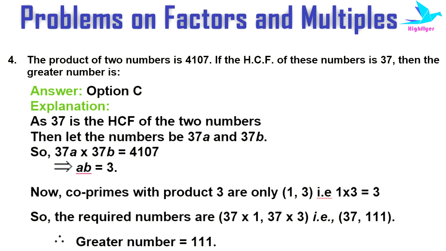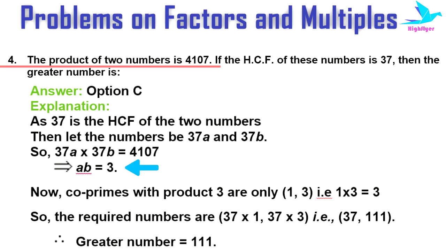As 37 is the HCF of the two numbers, then let the numbers be 37 into A and 37 into B. And as it is given that the product of two numbers is 4107, so 37A into 37B will be equal to 4107. Simplifying this equation, we are getting A into B is equal to 3.